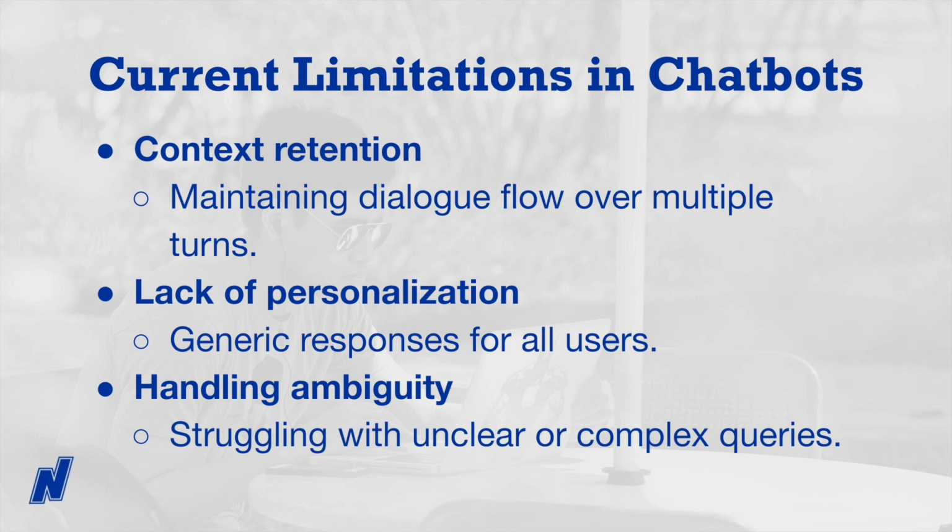Another limitation is personalization. Most bots deliver generic responses, failing to tailor interactions based on user preferences or history. Finally, handling ambiguous queries remains a challenge. A query like "book me a table" could refer to a restaurant reservation or purchasing furniture. Addressing these issues requires advanced strategies, which we'll explore next.